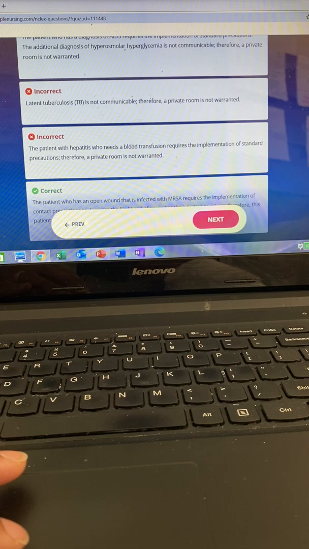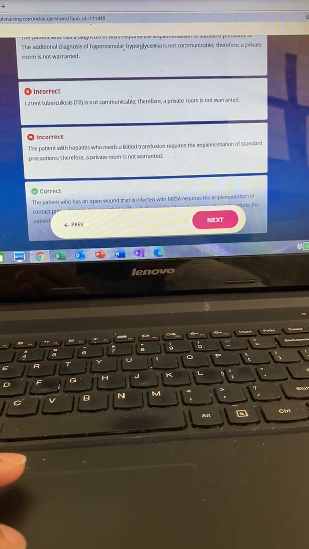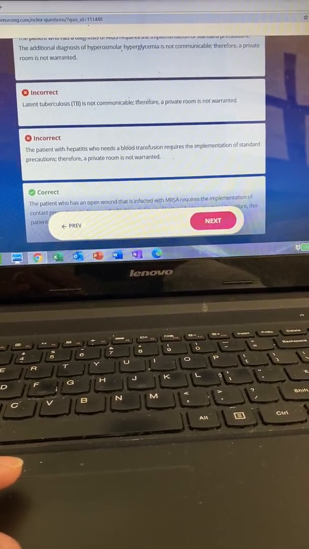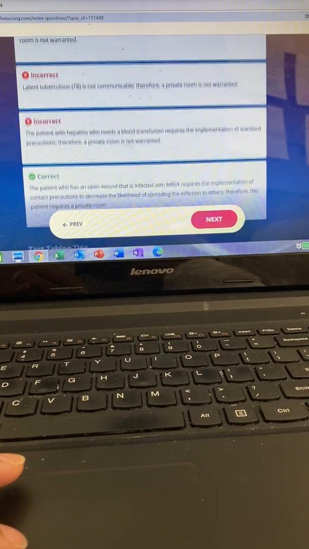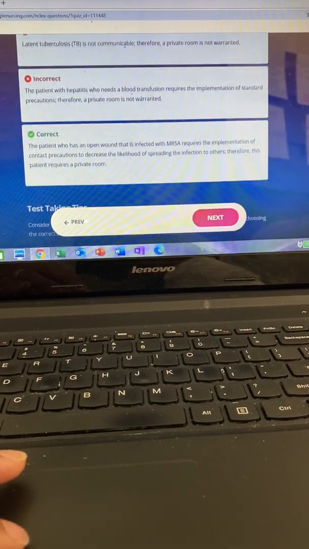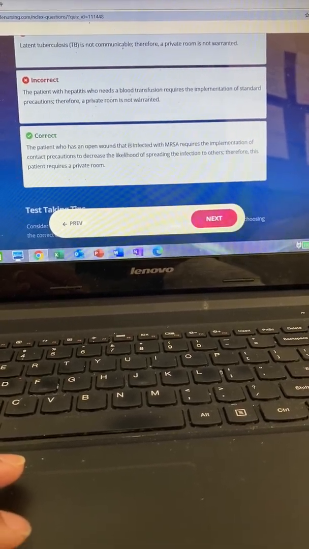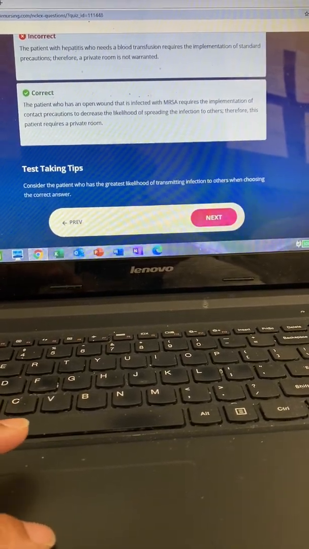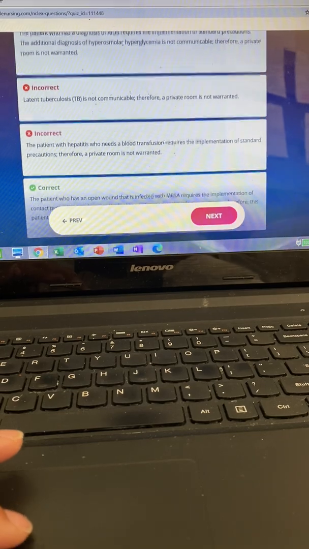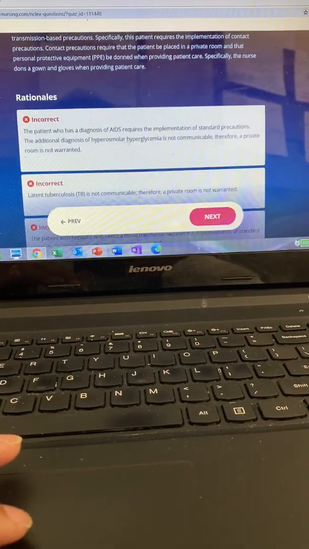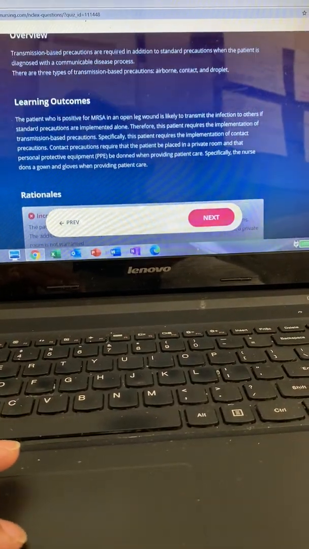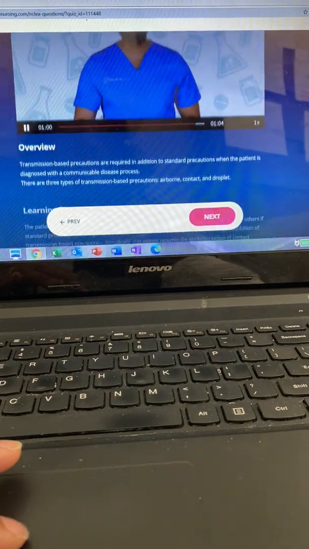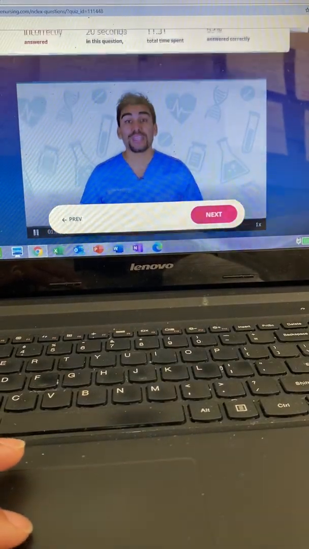Option 2 and 3 are incorrect. CHF is standard, guys, and latent TB is not contagious. And option 3, hepatitis virus is a standard precaution, so it's not contagious. Which leaves us with option number 4, which is correct. MRSA, guys, we're thinking contact precautions, and it's easily transmittable. Okay, that wraps it up. For more details and test tips, please see the rationale below.